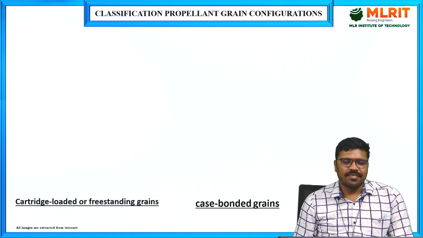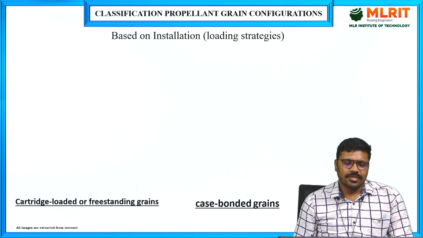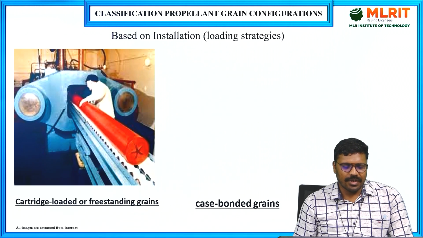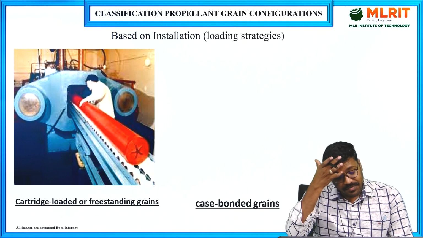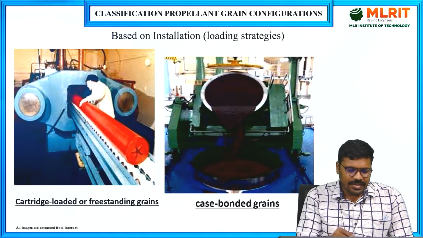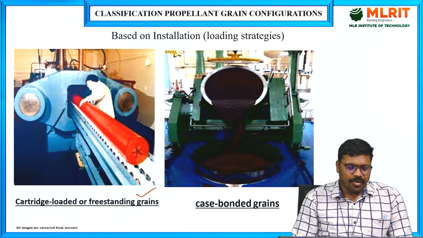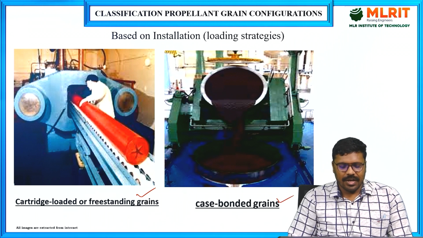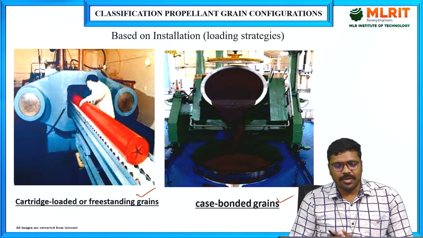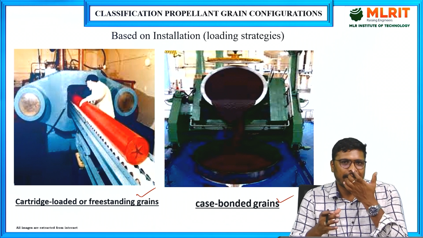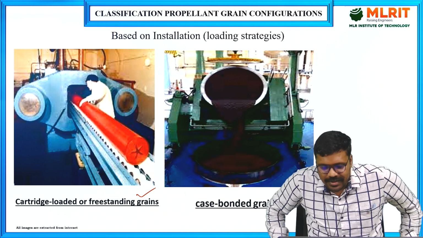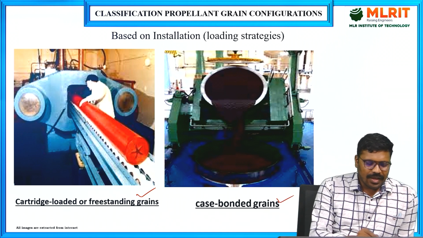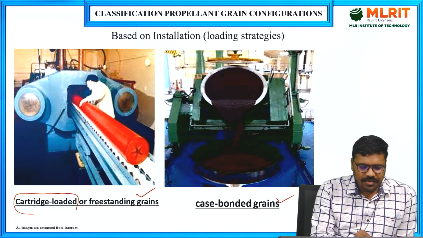Coming to the classification of propellant grains based on loading strategies, the propellant grains are classified into two types. One is cartridge loaded or freestanding grain, and the other is case bonded grain. Based on loading strategy, if you take a rocket motor, it depends on how you are placing the propellant inside the rocket.